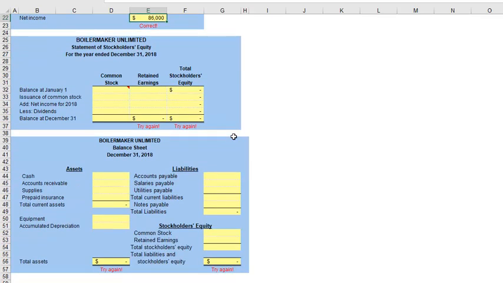All right, we're going to move down here into the statement of stockholders' equity. Again, the title here, we've got the name of the company and the statement. Again, we have a period. We are looking at, as we can see here, the balance in January through the balance of December 31st. So we don't want to put just a date. We need to say for the year ended or for the period ended December 31st, 2018. All right, so what we need is some balances as of January 1st to start us out, and to finish, our balances of December 31st.